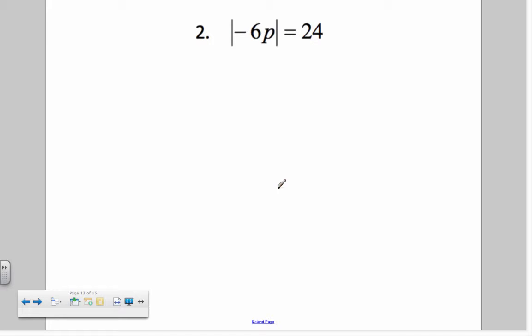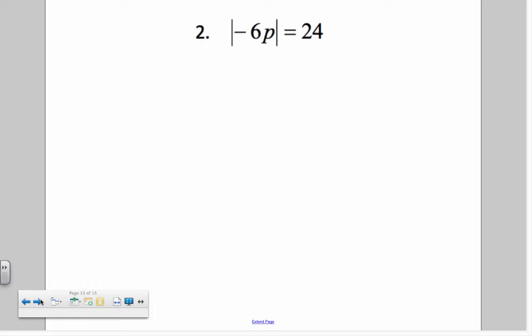Now there are cases where an absolute value equation has only one solution, or cases where the absolute value equation has no solutions. But again, in most cases there are two solutions for an absolute value.